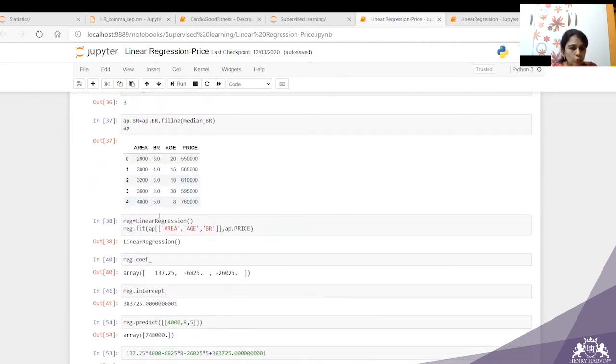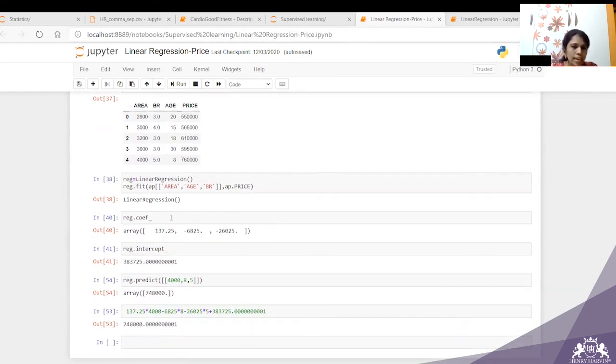Now the steps are going to be the same, right? Reg equal to linear regression, and then I fit it with the x-axis and the y-axis, and then I get the coefficients. In this case we will get 3 coefficients, because there are 3 variables. I also get the intercept. And in case I want to predict a value, I can try it this way and get to know the value of it.